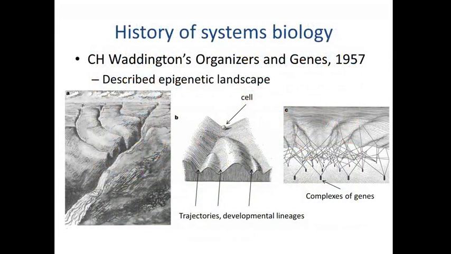Systems biology is not a new field. It dates back several decades. So here's maybe the first systems biologist, Conrad Hal Waddington, who described the epigenetic landscape. It was this idea that you could have a cell and it could go down one developmental lineage, a second developmental lineage, or a third developmental lineage, and that these lineages were largely stationary, and that complexes of genes, depicted over here, kept these states discrete and allowed them to be maintained. These are so-called attractor states.